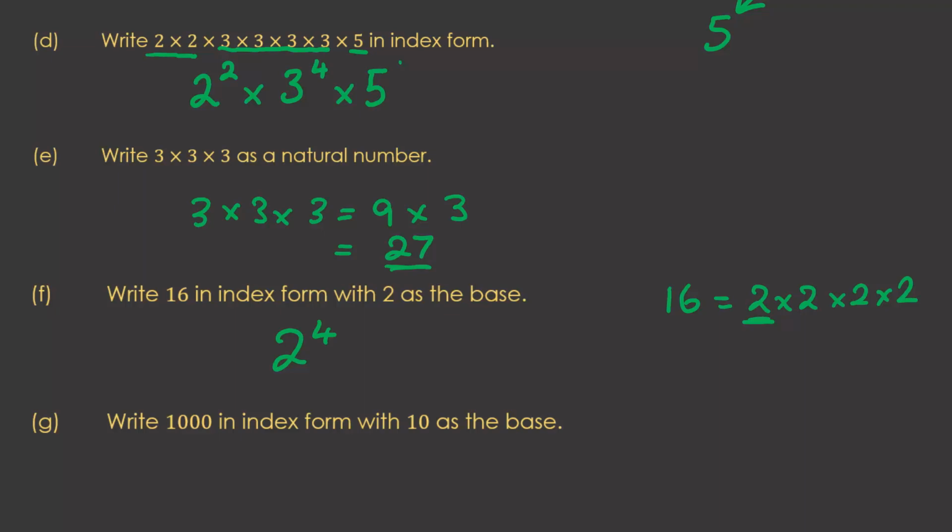Write 1000 in index form with 10 as the base. 1000 is 10 times 10 times 10. So that's going to be 10 cubed, or 10 to the power 3.